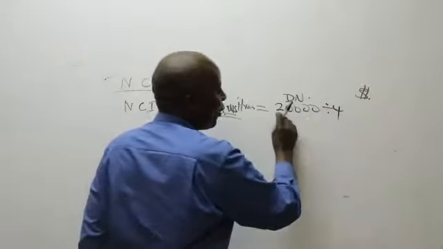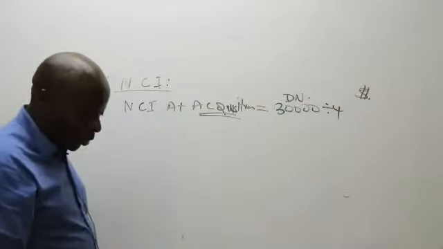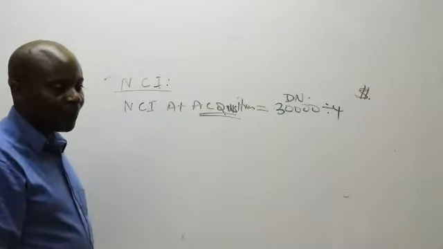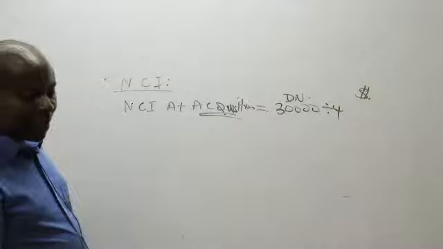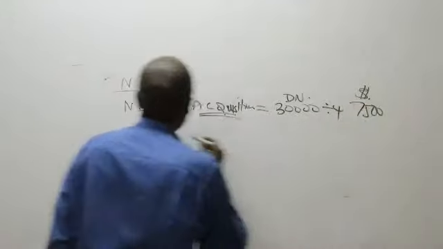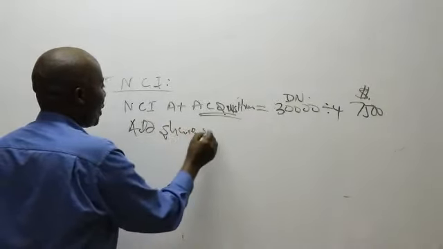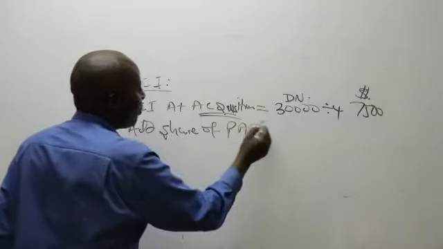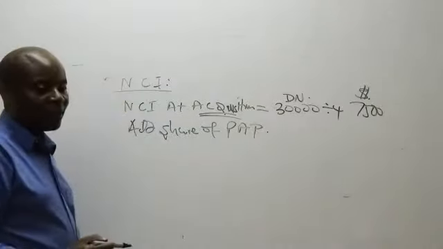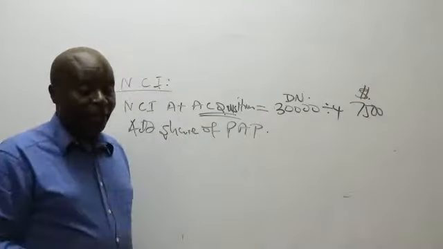So divide by 4. 30,000 divided by 4 comes to how much? 7,500. Now come here and add share of POP. Is there somebody who is able to remember the share of POP?